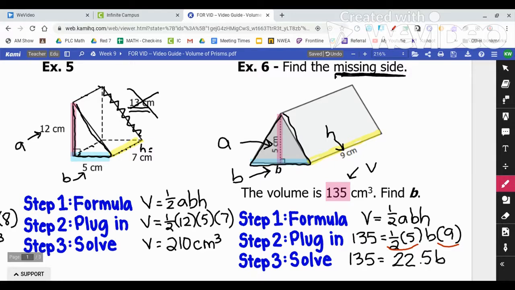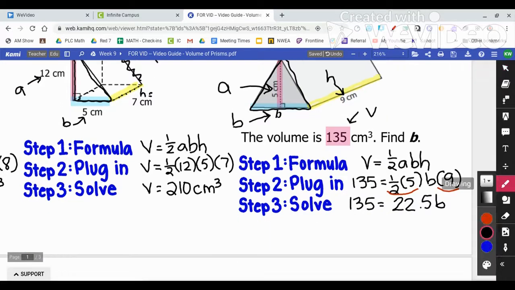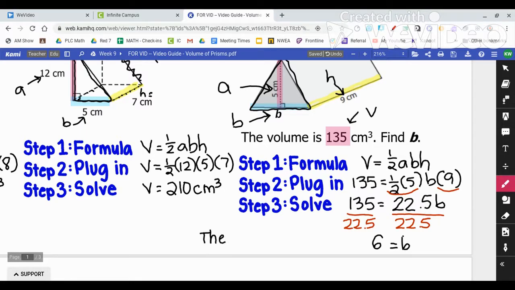135 equals 22.5b. And the only thing left to do is divide both sides of my equation by 22.5. The base is 6. So what that means is that the missing side length is 6 centimeters. I'm not going to say 6 centimeters cubed because we found a side length and not a volume.